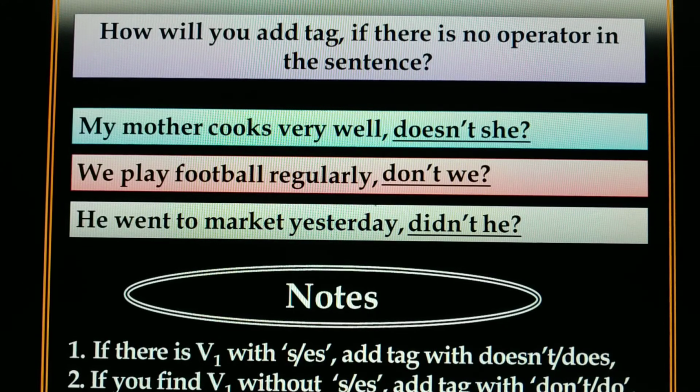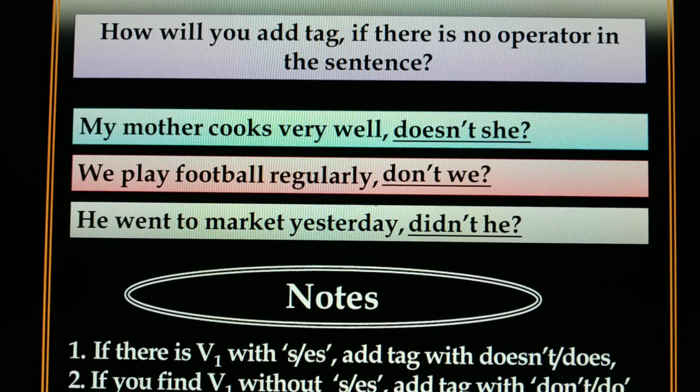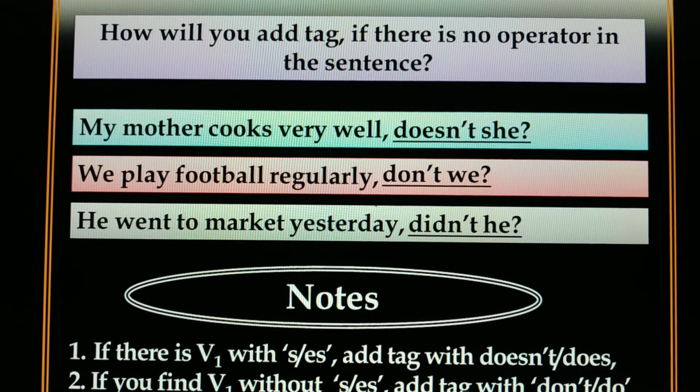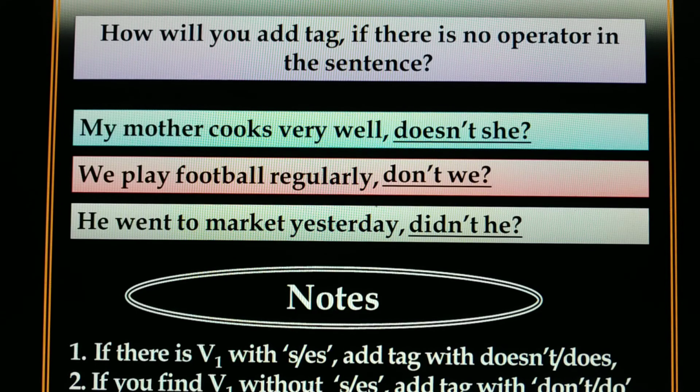You should remember these notes. Number 1: if there is verb 1 with s or es, then add a tag with doesn't or does. If you find verb 1 without s or es, add a tag with don't or do. If you find verb 2, add a tag with didn't or did as the operator.